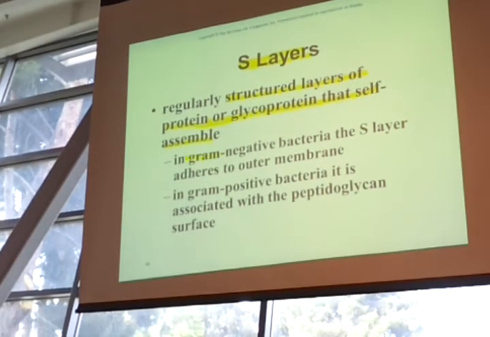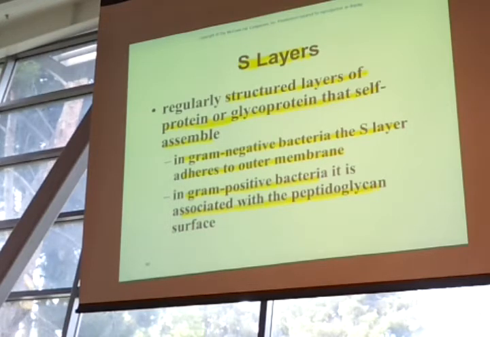When you look at gram-negative bacteria, the S layer would be outside the outer membrane. Remember, the outer membrane is the outer membrane of the cell wall. And outside of that, in gram-positives, it would be associated with the outside of the peptidoglycan layer.